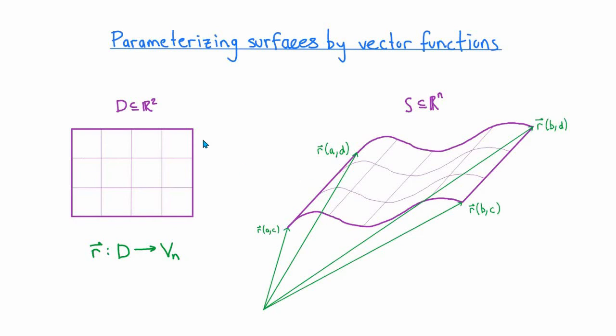One thing to note here, I've drawn my set D as if it's a rectangle, but the set D doesn't necessarily have to be a rectangle. It could be another subset of R2, like a triangle or a disk. What the set D is, of course, is going to depend on the surface that you're trying to parametrize.